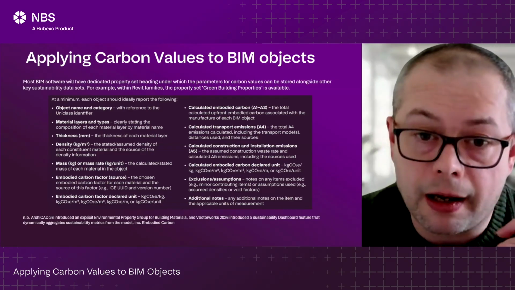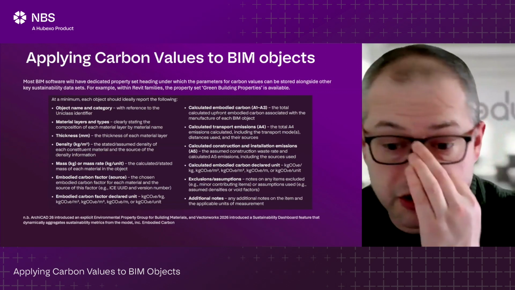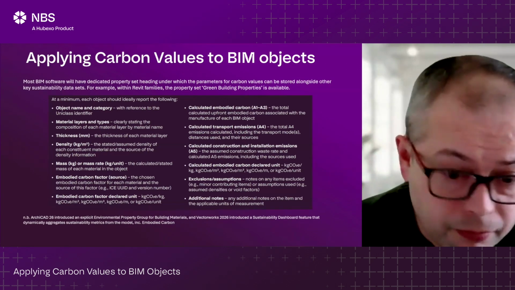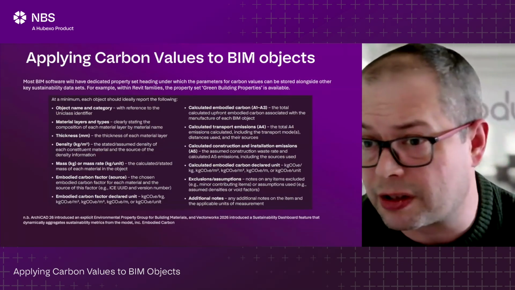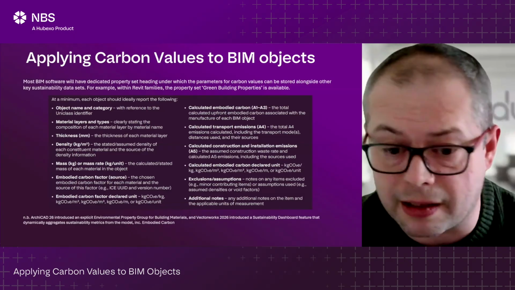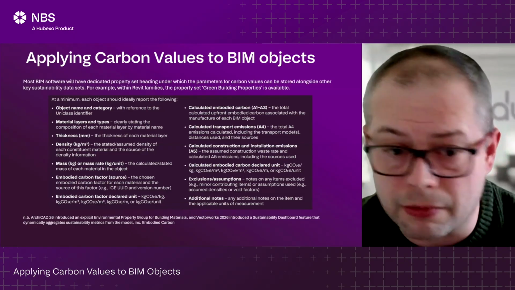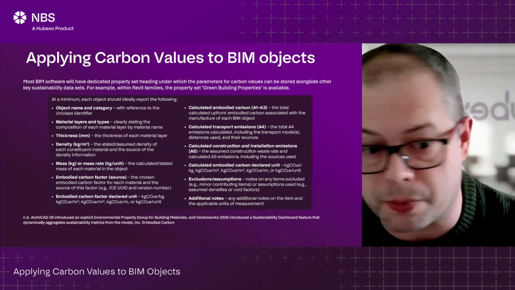moving forward. ArchiCAD and Vectorworks in their 2026 iterations also introduced similar schemas. ArchiCAD has the property group for building materials, which is focusing on environmental properties itself. And Vectorworks has now got a sustainability dashboard. So if you are using something outside of Revit, take a look at those and you should be able to transpose.